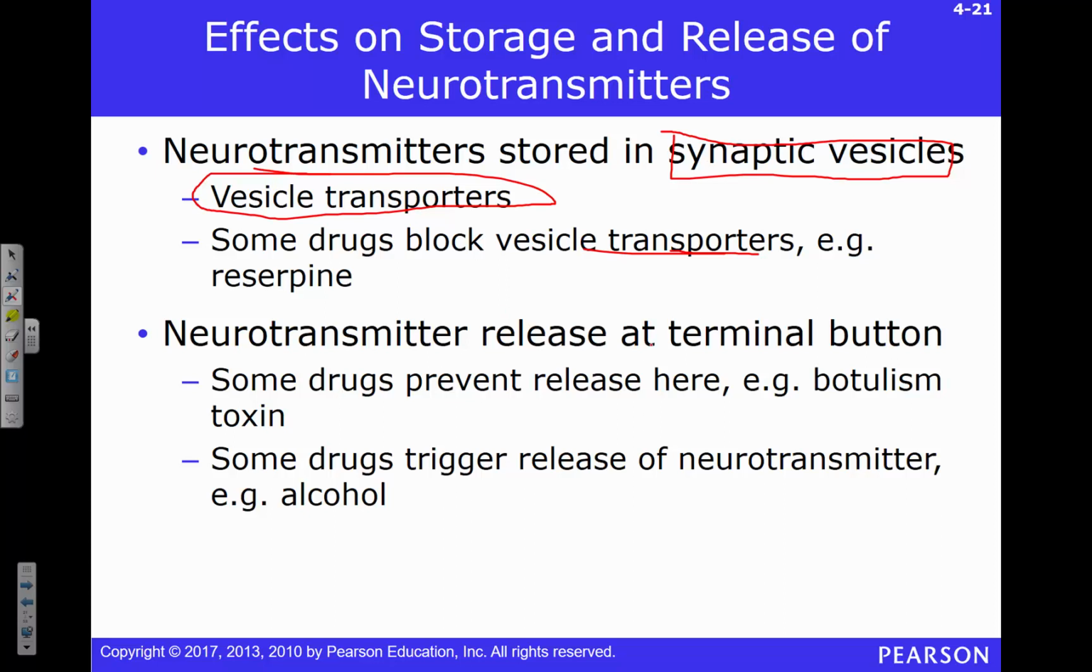Some neurotransmitters can be inhibited or enhanced in their release, right? So there are some drugs that actually prevent the release of neurotransmitters. How many of you have heard of botulism toxin? Okay. Anybody had both? You don't have to answer. We'll know if you've had Botox.